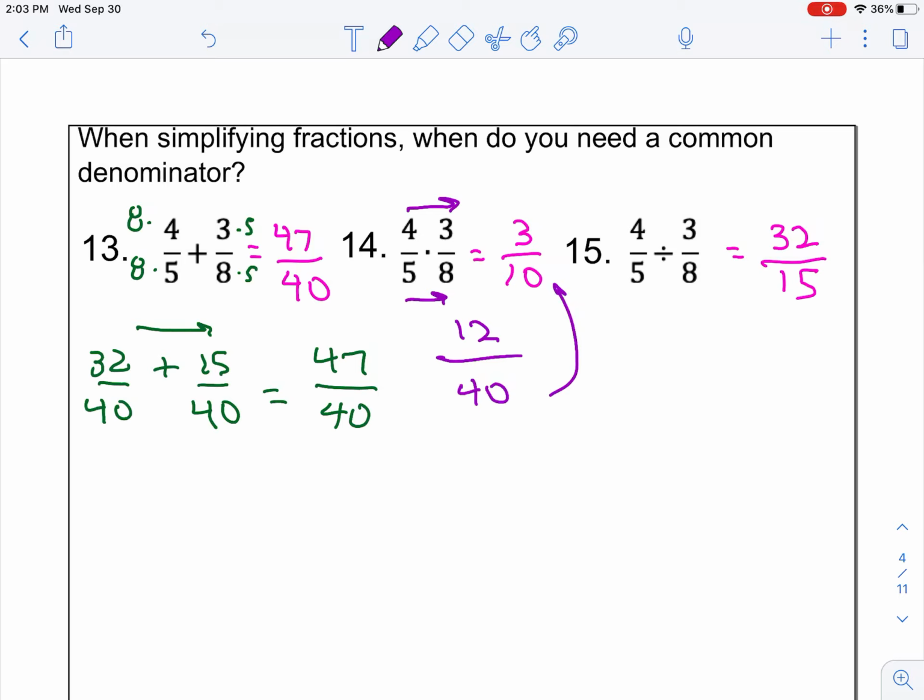4 goes into each of these, so I'm going to divide by 4, which is going to give me the 3, divide by 4, which is going to give me the 10, so 3/10. Now, when you are dividing by fractions, now you have to do keep, change, flip. So you keep the first fraction the same, you change the division to multiplication, and then you flip that second fraction to give you 8/3. Now you do the same thing we did in that last problem. You multiply straight across, which gives you 32. Multiply the two denominators, which gives you 15.